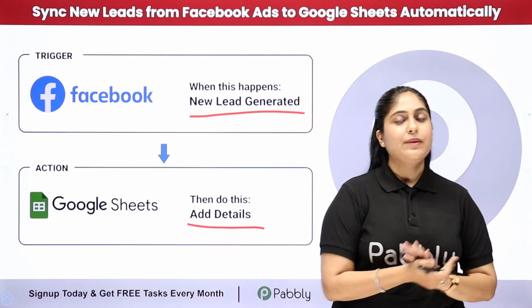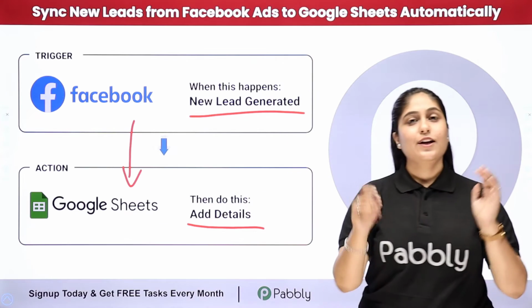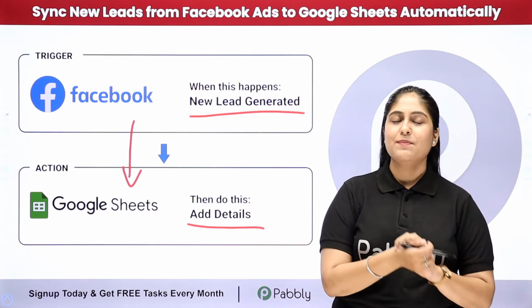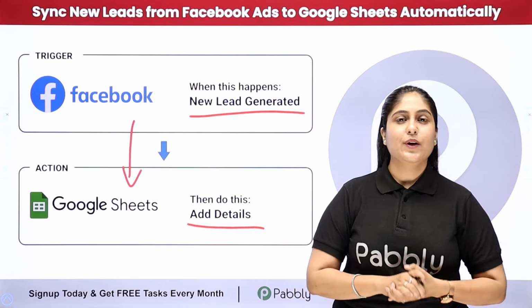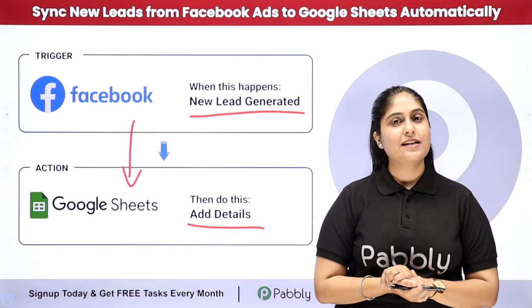So now here to automate the entire process, I need to connect my Facebook lead ads with my Google Sheets using an automation software named Pabbly Connect. So now here to see the working of this automation and to learn this process step by step, let me take you to my screen.